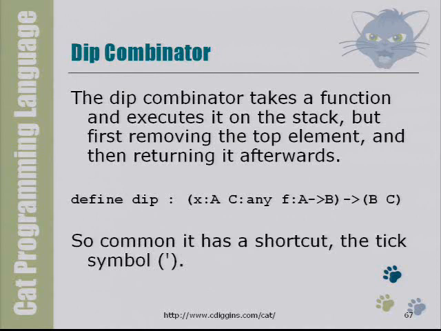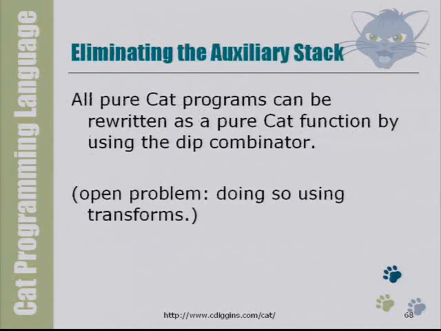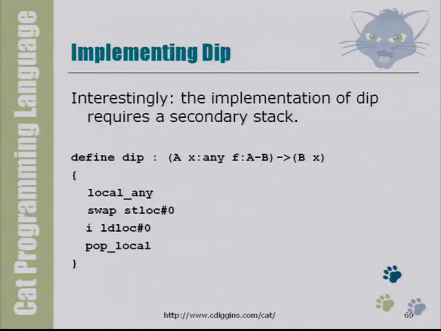Dip is very useful because with dip you can eliminate the auxiliary stack. And this is how languages like Joy operate. They only have one stack because they use the dip combinator. What is interesting about dip also is that to implement it, you need a secondary stack. So this is where I kind of diverge. Well, one of the places where I diverged from Joy, I said, well, let's just give a whole secondary stack. But here's the code in Cat, which I can use to implement dip.